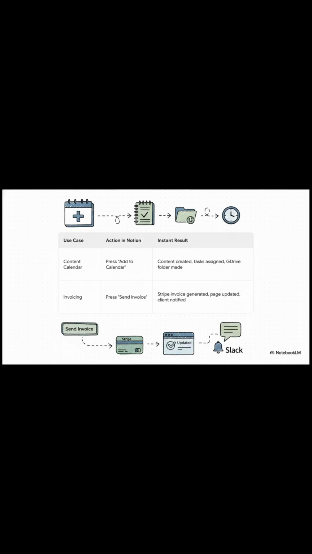Just look at these examples. For a content calendar, one single button press in Notion could instantly create the calendar event, assign all the subtasks, and even spin up a new Google Drive folder. Or think about invoicing. Press Send Invoice, and bam! Instantly, a Stripe invoice is generated, the Notion page is updated, and your client gets a Slack notification. One click, a dozen actions, zero delay. This is the power of real-time automation.